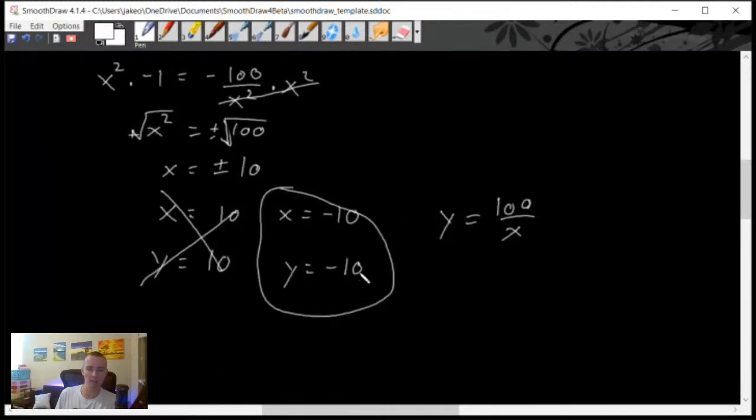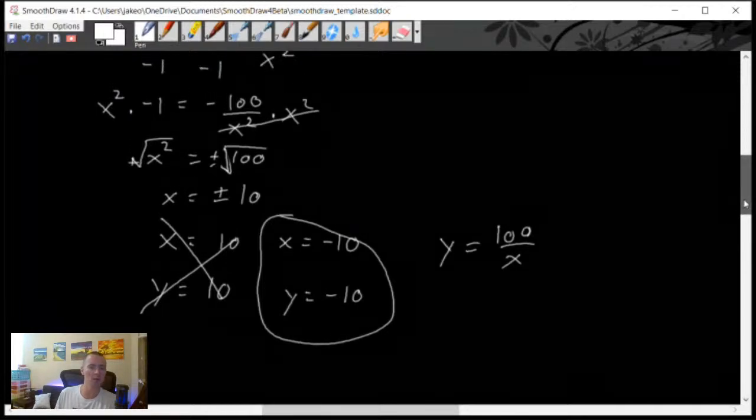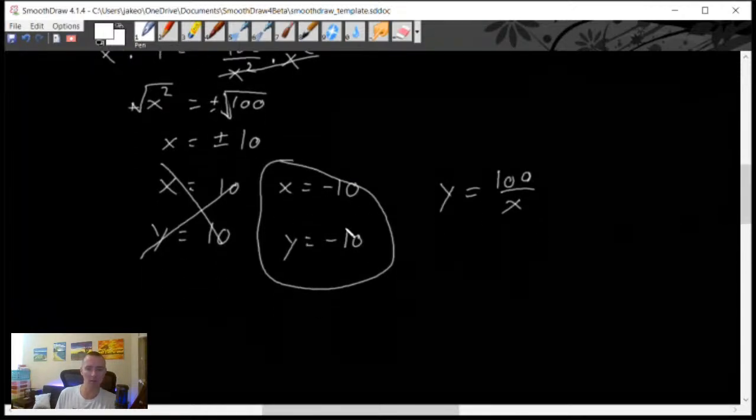Because negative 10 times negative 10 gives us positive 100, and their sum is as small as possible. So their sum is going to be negative 10 plus negative 10, which is negative 20.